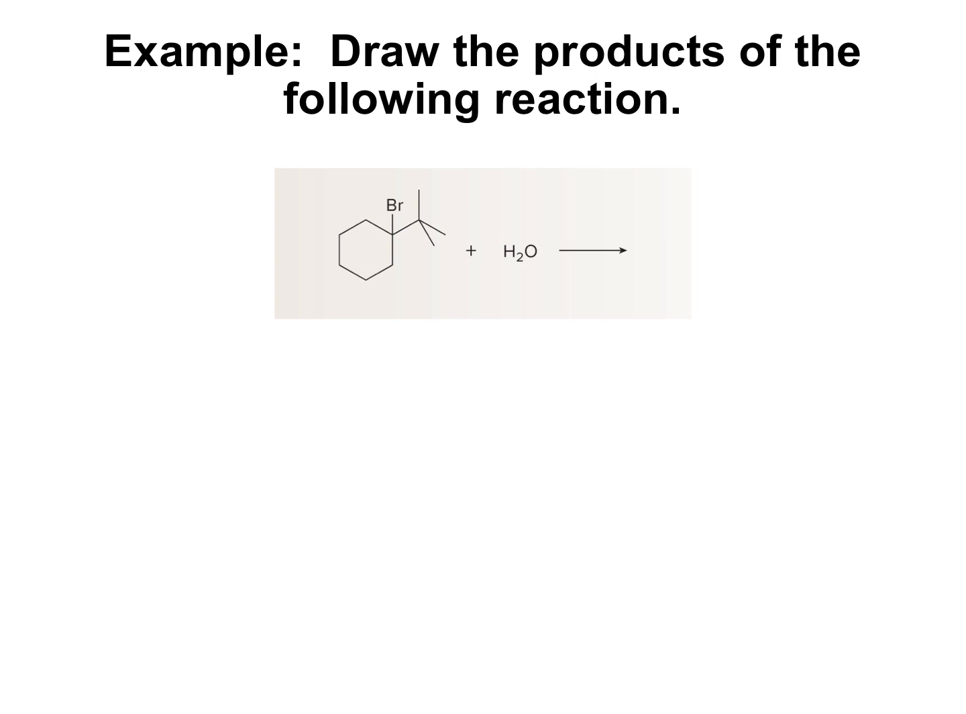All right, so here's our example. It says draw the products of the following reaction. So the first step, when you have a reaction where you have to decide if it's SN1, SN2, E1, E2, right? You need to classify the halide as primary, secondary, or tertiary.